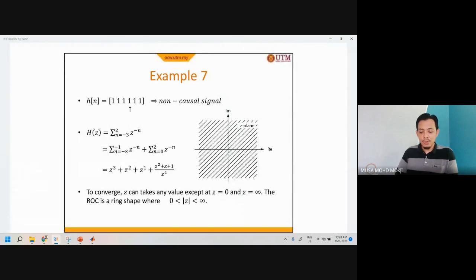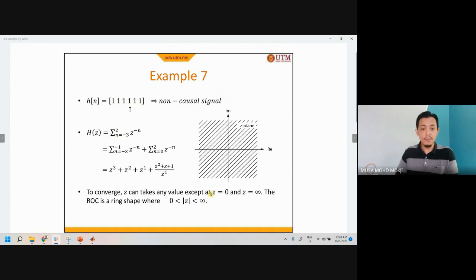I let you look into this one because this is a mix. Some part of it, at this part, is a causal part, and at this part it is a non-causal part. But a combination of causal and non-causal becomes non-causal, because you cannot have a mix. So look at the example and see.